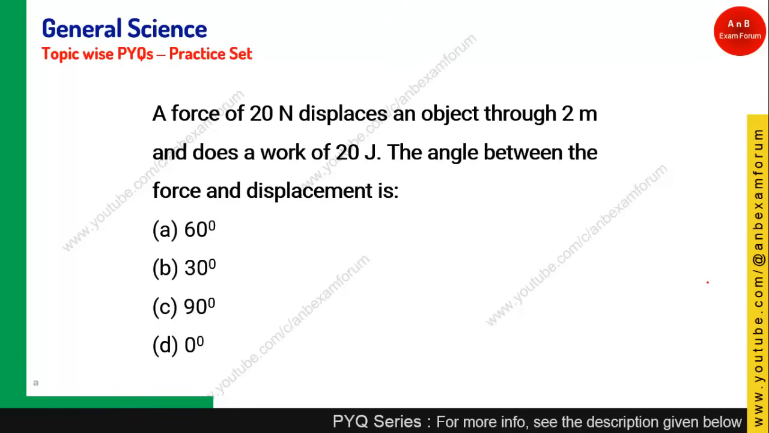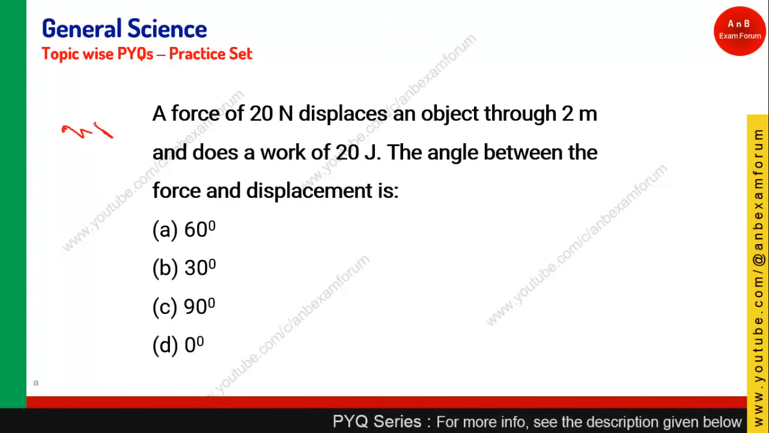Let's see the next, again a numerical. Here you need to find the angle between the force and displacement. A very good question. I will mark it as important. It is not straightforward. The force applied on the object is 20 Newton, sorry, and it displaces the object through 2 meter. So displacement S or D is 2 meter and it does a work of 20 joule. So you need to find the angle. Again the same formula, work is equal to F into S into cos theta.